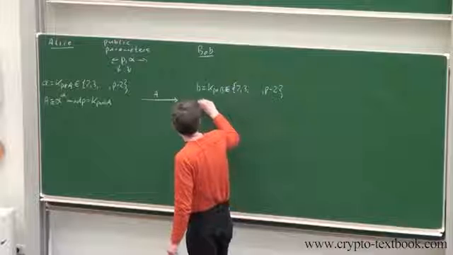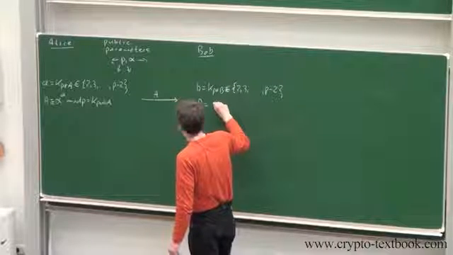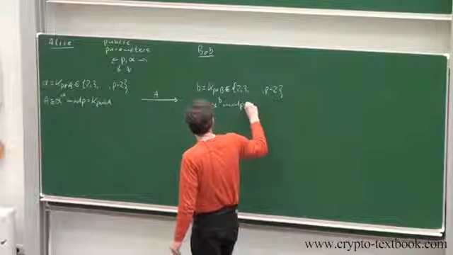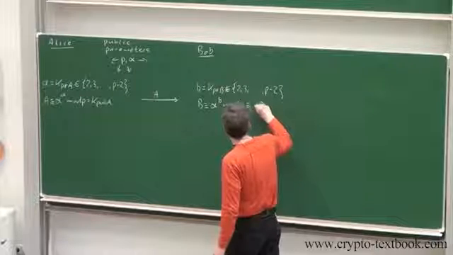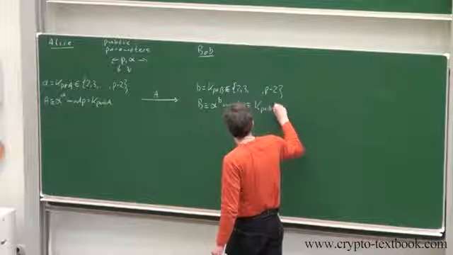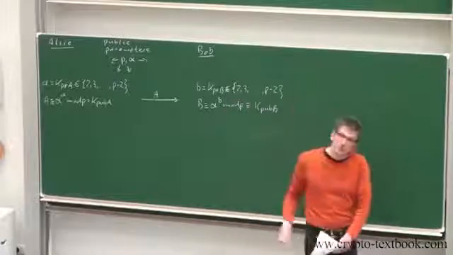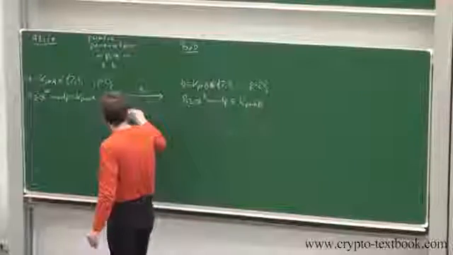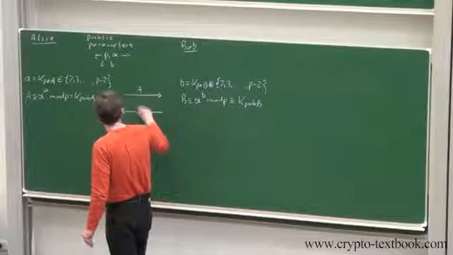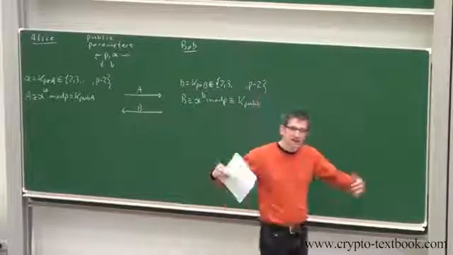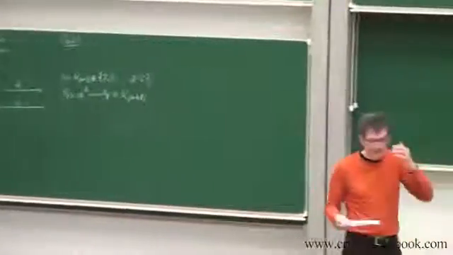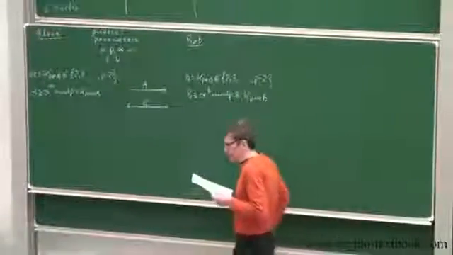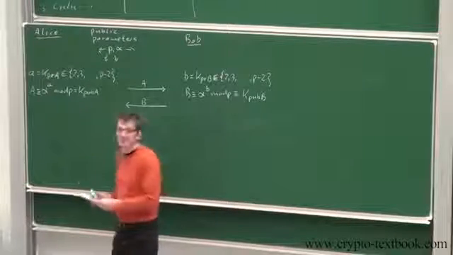It's a channel. Bob does the same. Bob computes uppercase B, which is alpha to the lowercase b, mod P, which constitutes his public key. So what does Bob do with his public key? Well, he makes it public, right? And we can visualize that by saying he's sending that actively over the channel. Alice and Bob exchange keys, and that's one reason why it's called Diffie-Hellman key exchange.